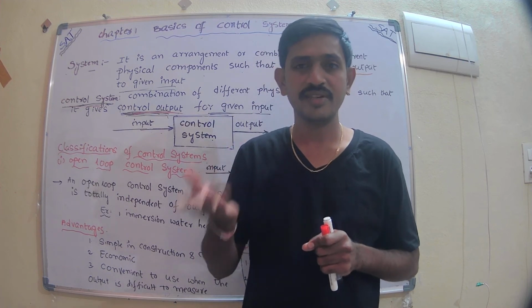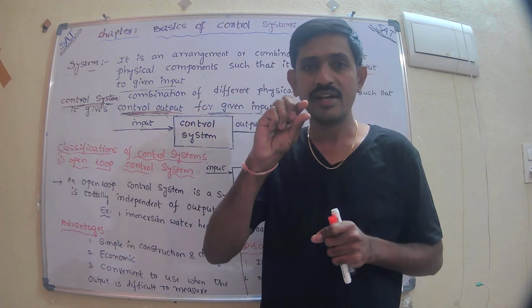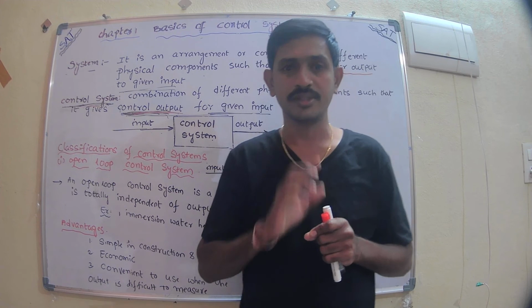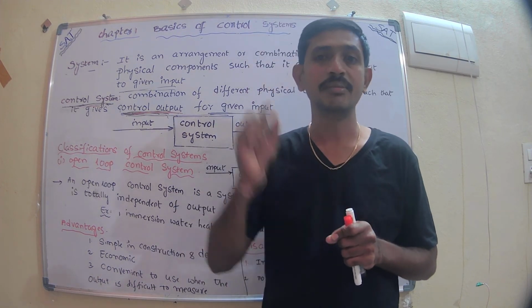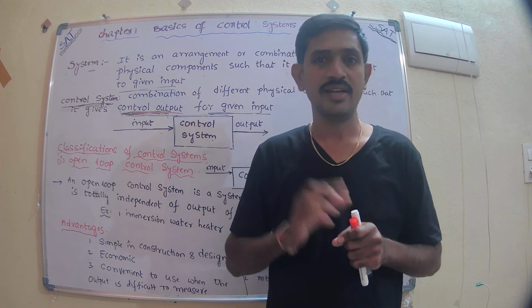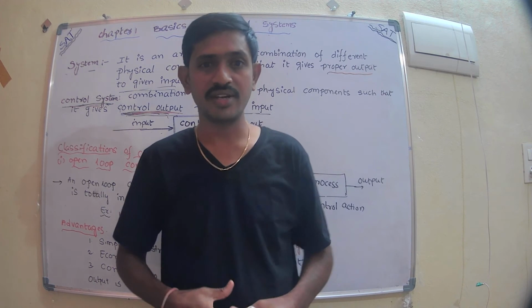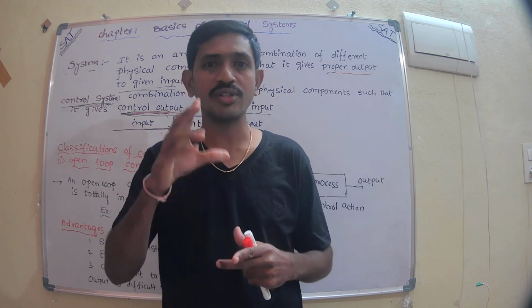If, for example, it is a winter season, I can put the regulator at the minimum position. If it is summer, I can put the regulator at the maximum position. Am I correct or not? Yes. So according to our convenience, we can control the output here. That's why it is called a control system.